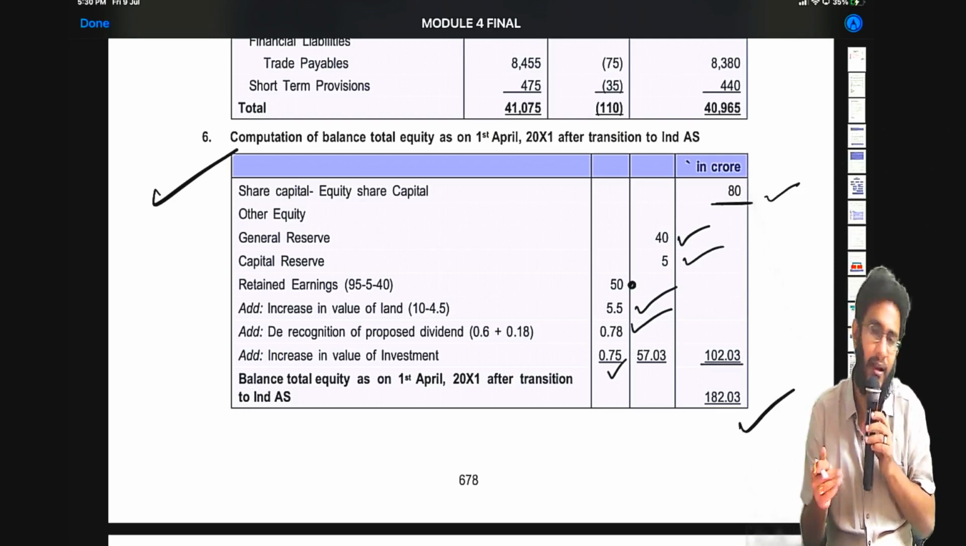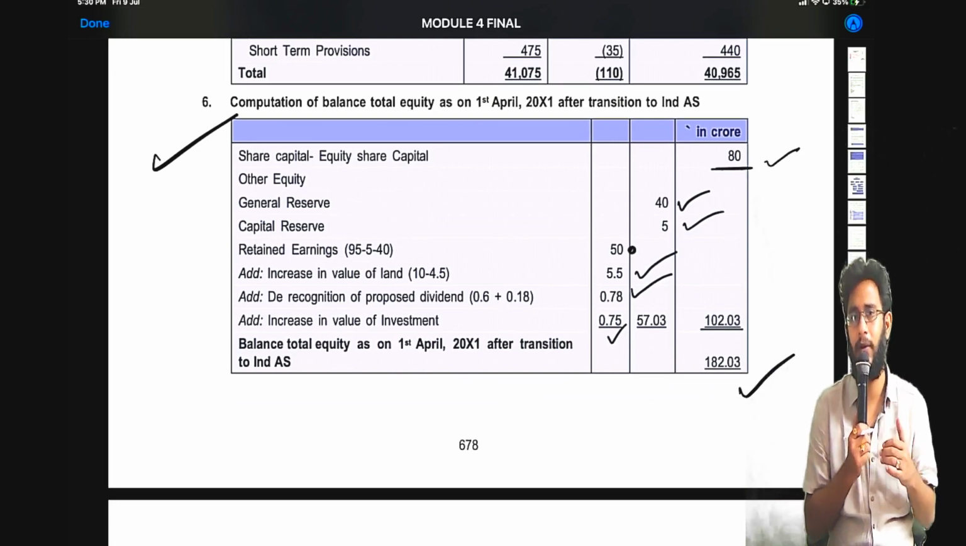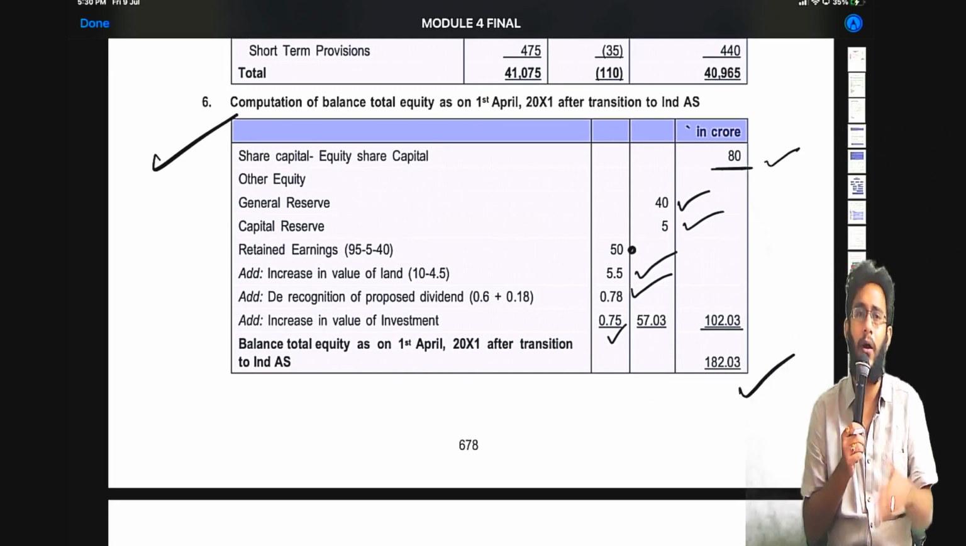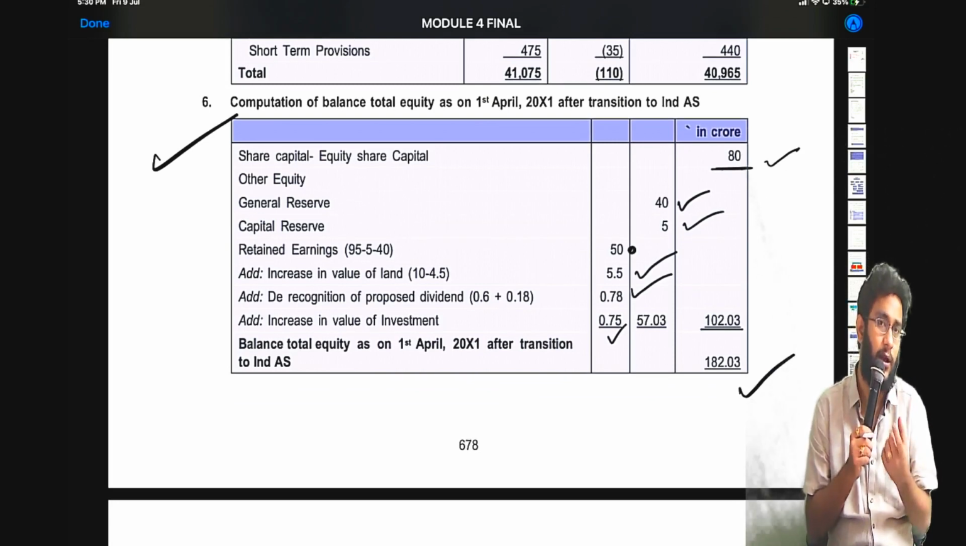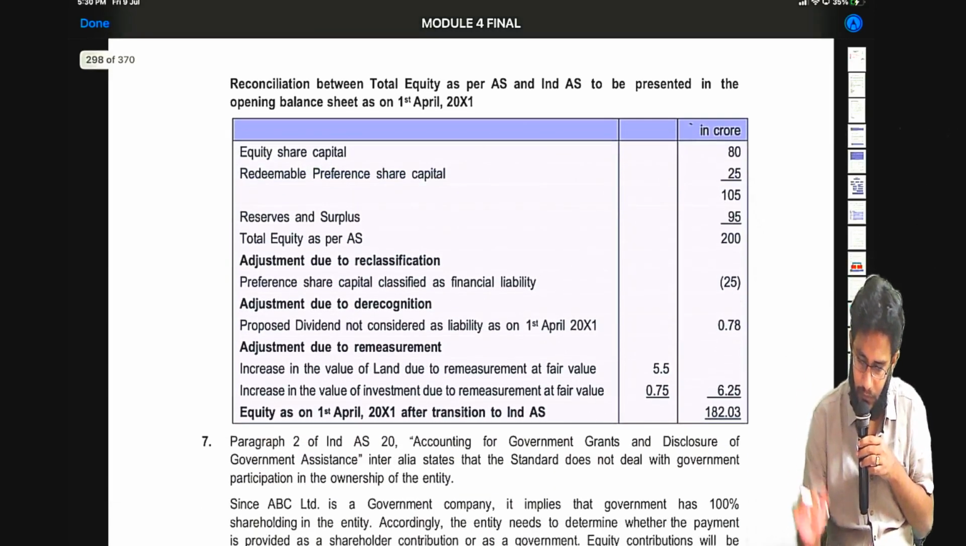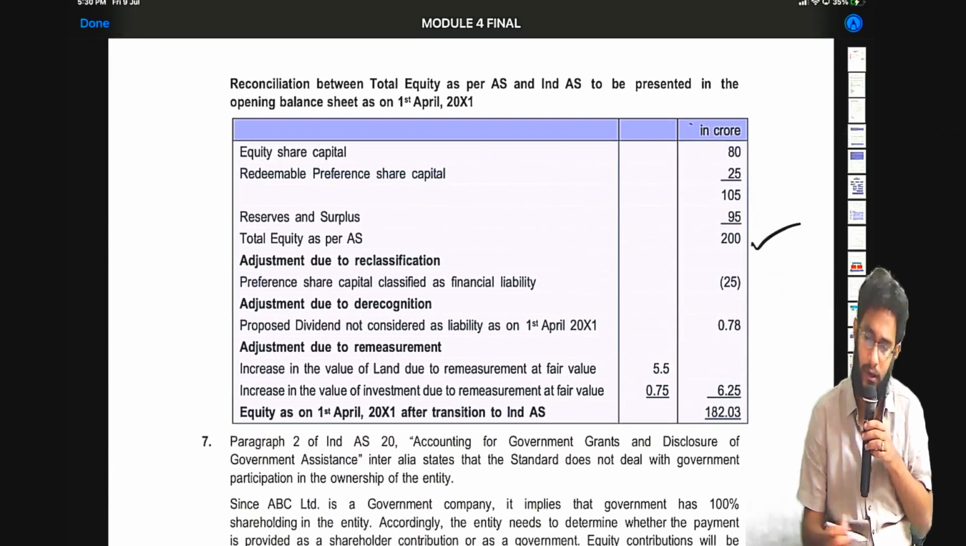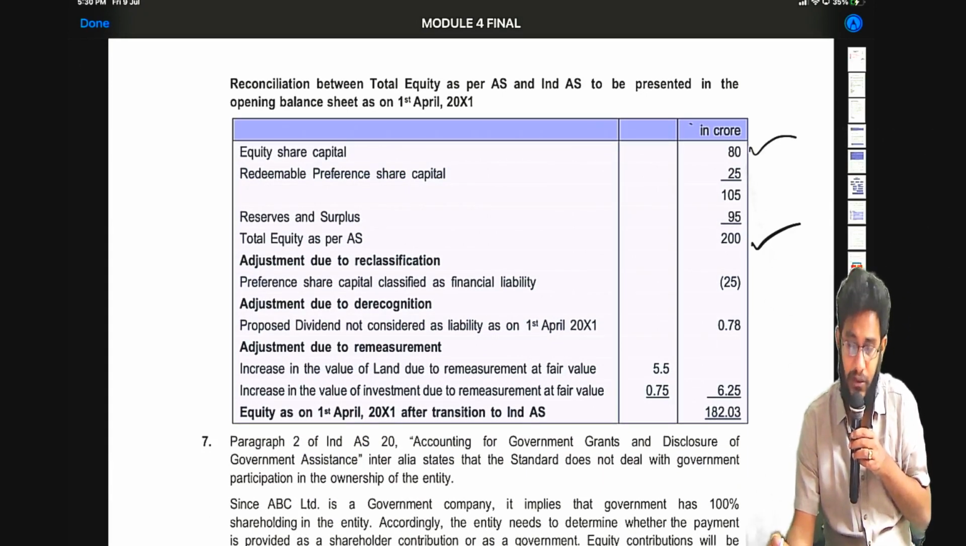Then he asked for a reconciliation statement. Reconciliation means under previous GAAP, what was my equity? On the transition date, under Ind AS, what is your equity? What are the changes? So under previous GAAP, your equity was 200. How is it 200? Equity share capital 80, preference share capital 25, that is 105, total reserves and surplus 95, total is 200. Now it is 182.03.